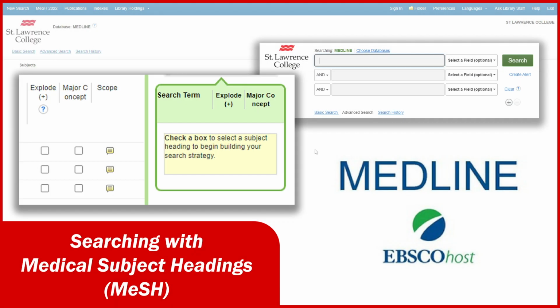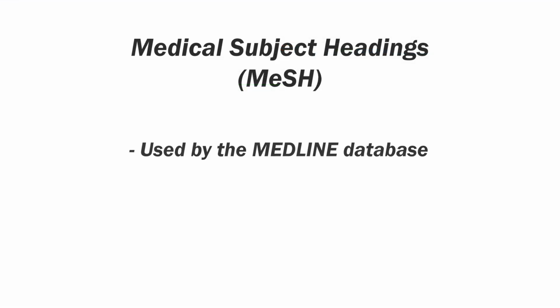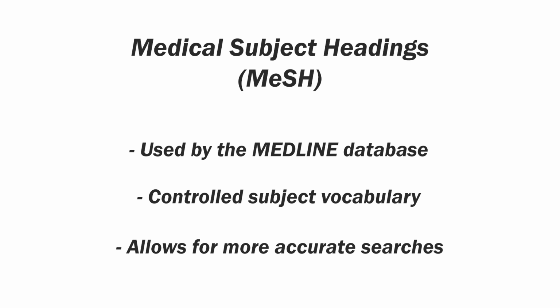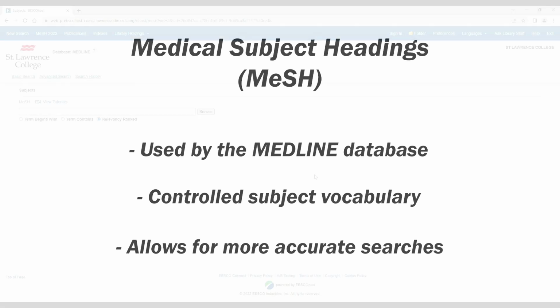Having trouble finding exactly what you need in a scholarly medical database? MeSH is here to help. MeSH, or Medical Subject Headings, is the name for the MEDLINE database's controlled subject vocabulary, used to make scholarly work easy to find amongst other articles on the same topic.